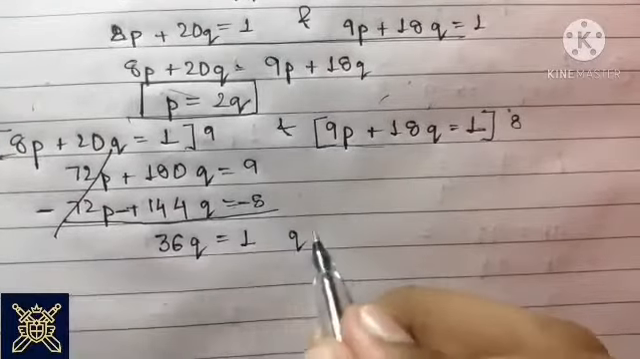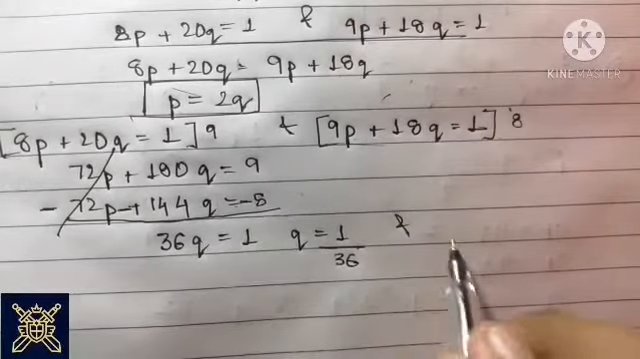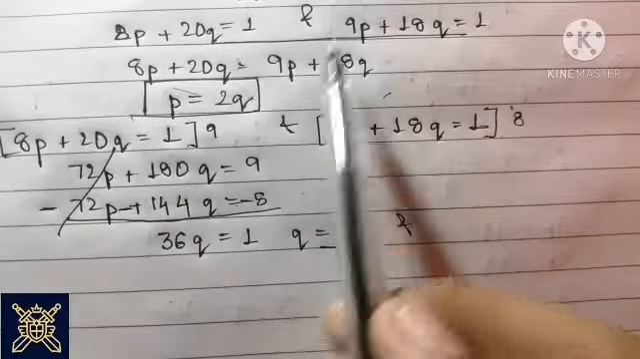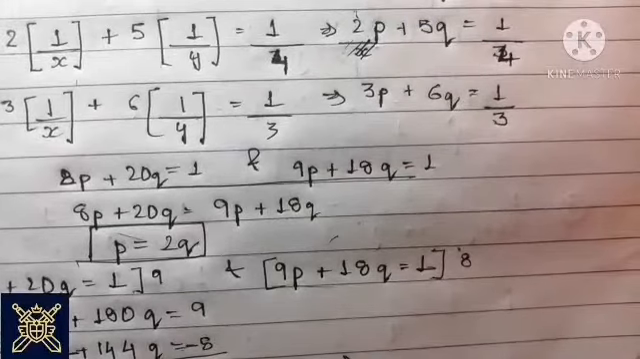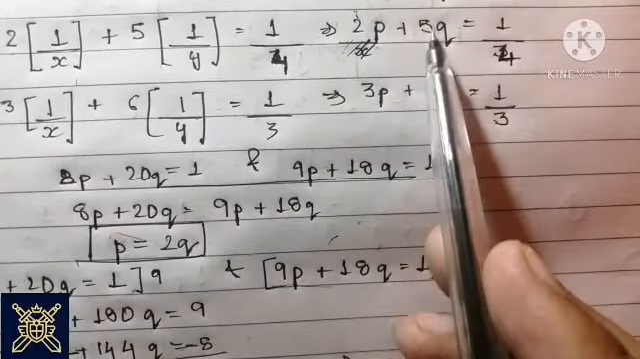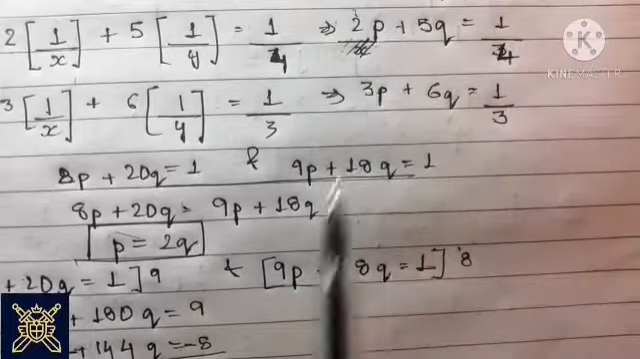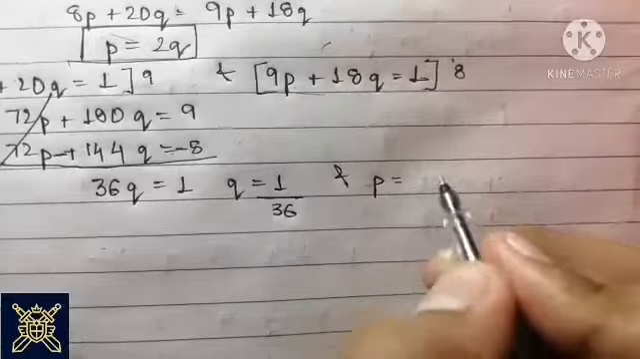Therefore q is equal to 1 upon 36, and we use q is equal to 1 upon 36 in any of the equations, say the ones which we had found earlier, because then it will be easier for simplification. Using 1 upon 36, this will become 5 upon 36, and when you subtract it, you will get that p is equal to 1 upon 18.